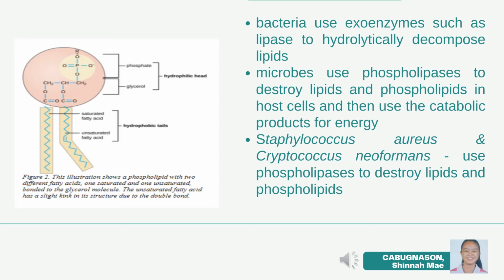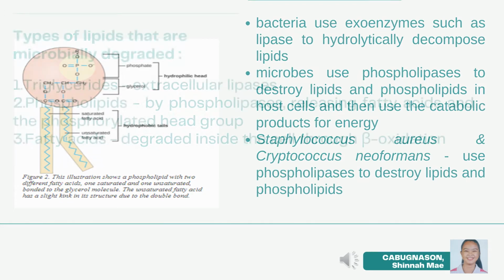Those enzymes contribute to the virulence of certain microbes such as the bacterium Staphylococcus aureus and the fungus Cryptococcus neoformans. These microbes use phospholipases to destroy lipids and phospholipids in host cells and then use catabolic products for energy. Then, the resulting products of lipid catabolism, glycerol and fatty acids, can be further degraded.